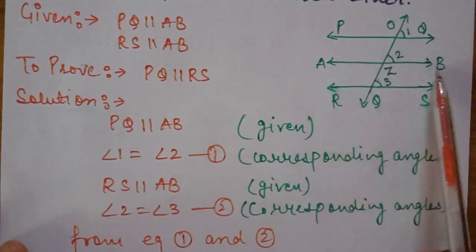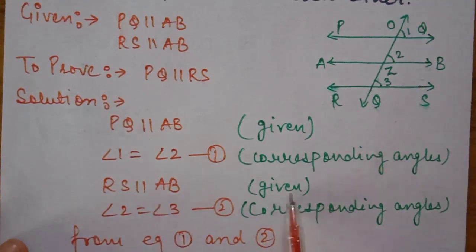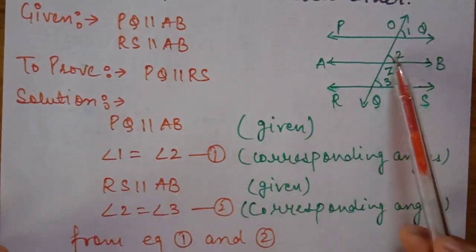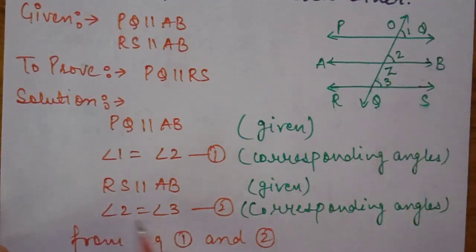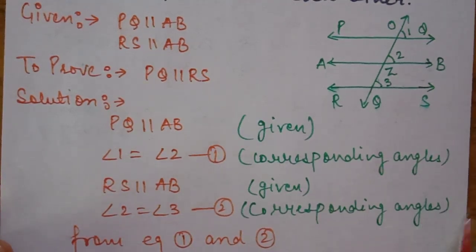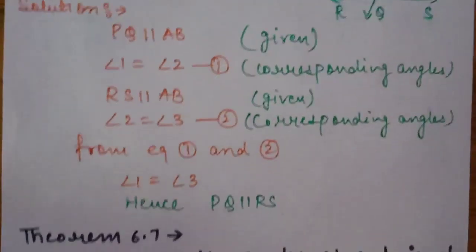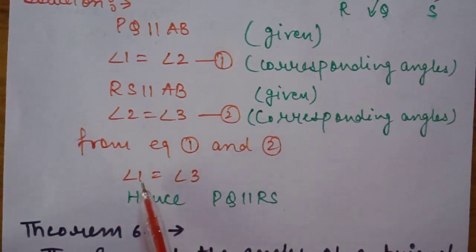Similarly, RS and AB are parallel to each other. It is also given. Then angle 2 and angle 3 are also equal to each other. The reason is corresponding angles. Students, I think you are giving attention here. You should also, like me, write all the reasons in all steps. Reasons are the most important. So this is your equation number 1, this is your equation number 2. From equations 1 and 2, angle 1 is equal to angle 2, and angle 2 is equal to angle 3. Then definitely angle 1 is equal to angle 3.